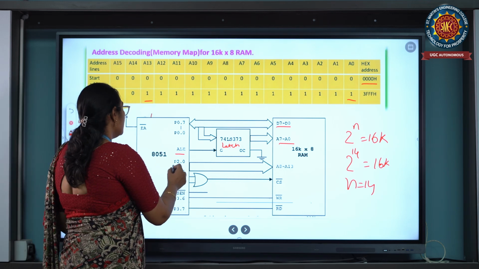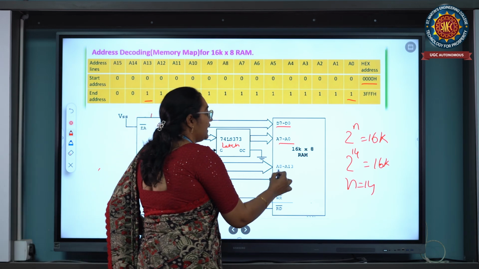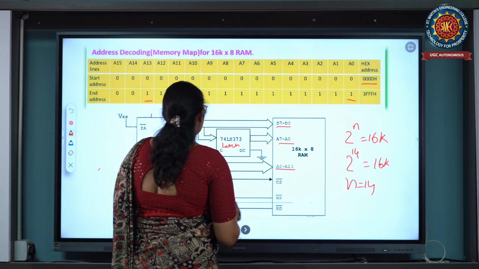Next, port 2. These are higher order lines. A8 to A13 bits are connected to port 2.